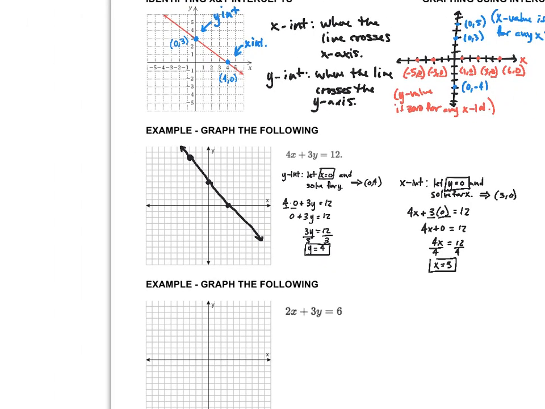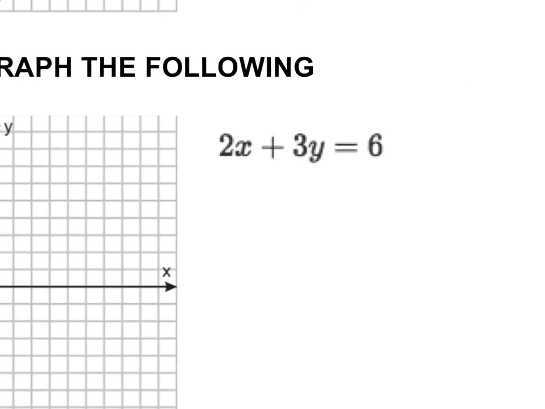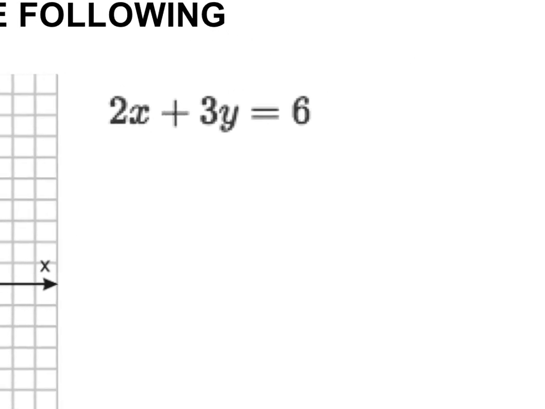Now let's do the same thing for the next one. Let's do the y-intercept first. The y-intercept is usually my favorite intercept. That's just kind of weird, but whatever. So I'm going to let x equal 0 and solve for y.